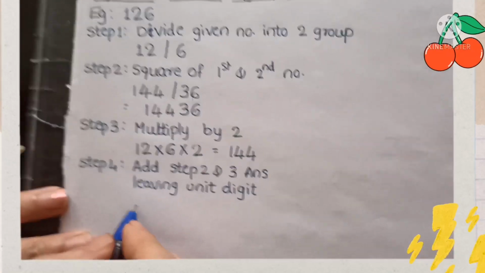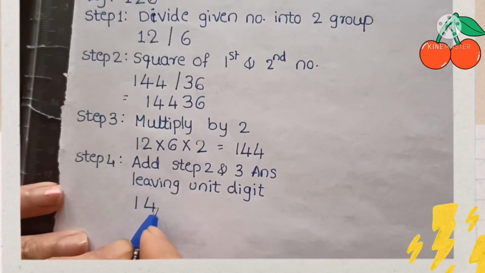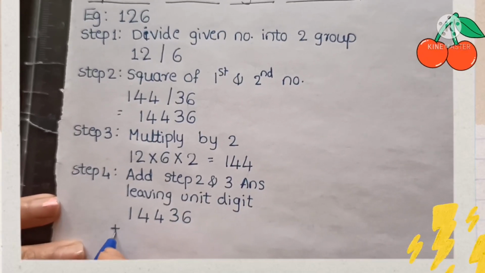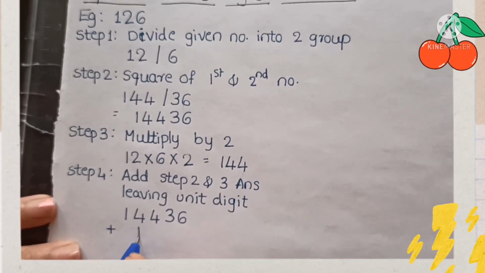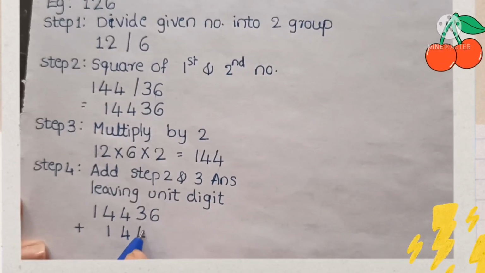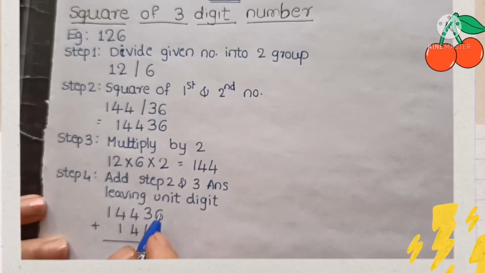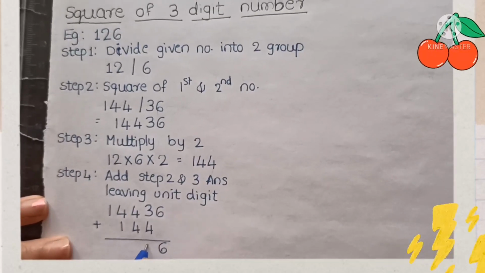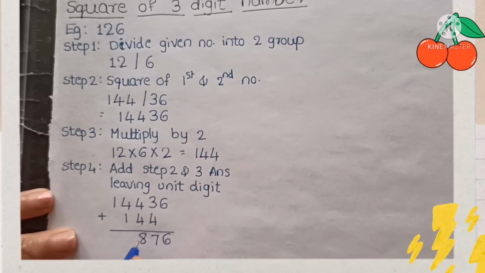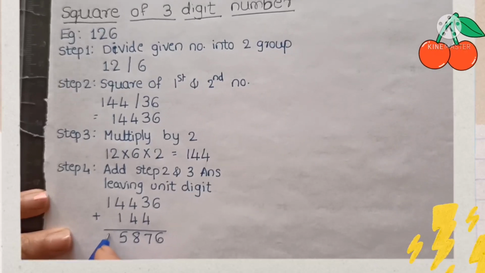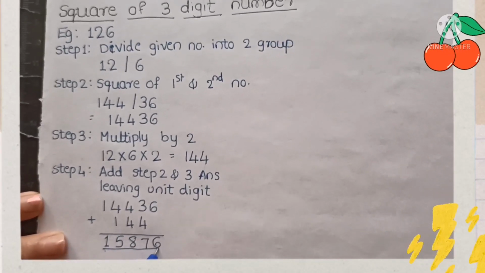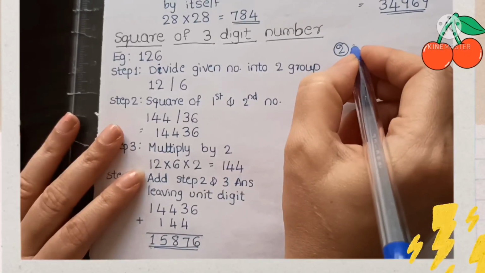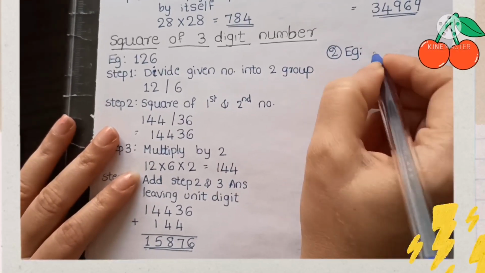So we have to write it as 14436 plus 144. So let's see the answer. Our answer is 15876. So let's see one more example.